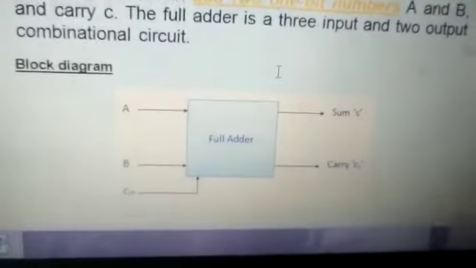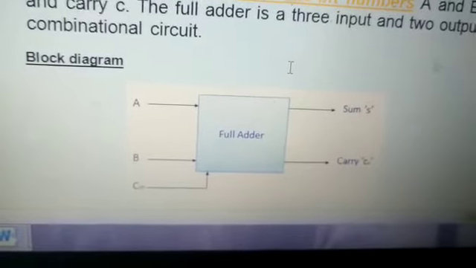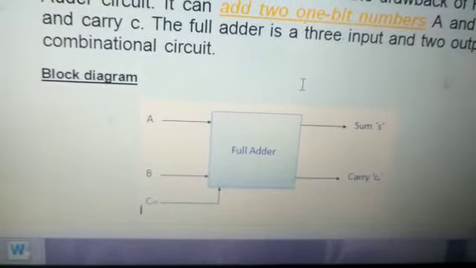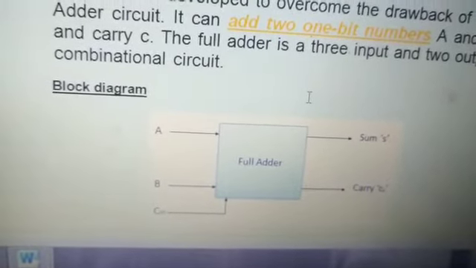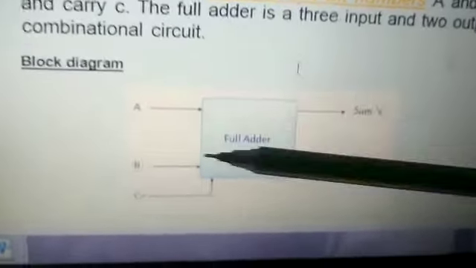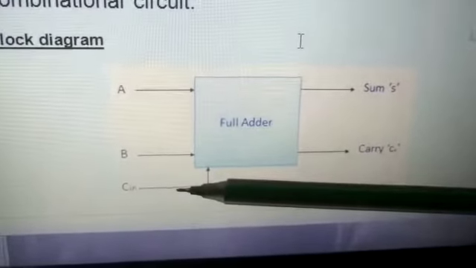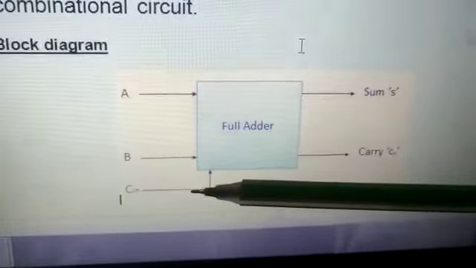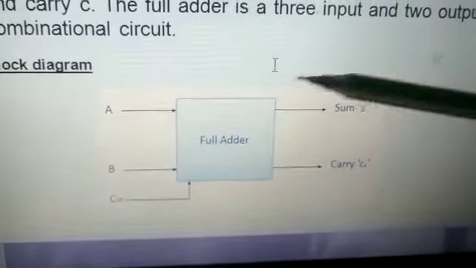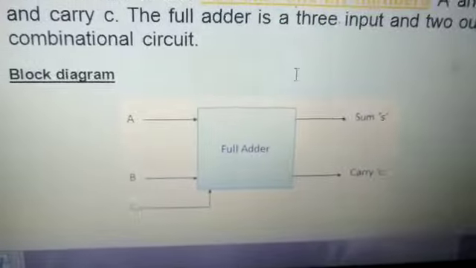C is there because if you try to add multiple bits, say 4-bit binary information is there with you, 1 1 1 1 and 0 1 1. So 1 plus 1 is what? 0 and carry 1. So we have to propagate the carry to the next bit. So how can we add this carry? This C in represents the carry from the previous bit. And here we are adding the digits and we are getting the sum and the carry part.